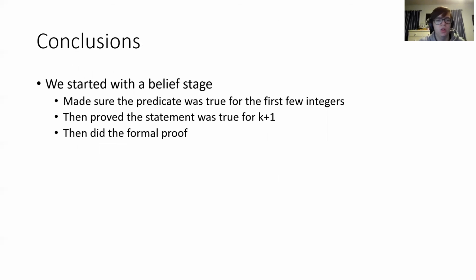So our conclusions: we started with the belief stage. We made sure that the predicate was true for the first few integers so that we weren't wasting our time. Then we proved the statement was true for all k plus 1. And then we did the formal proof where we worked it all out and said it formally.